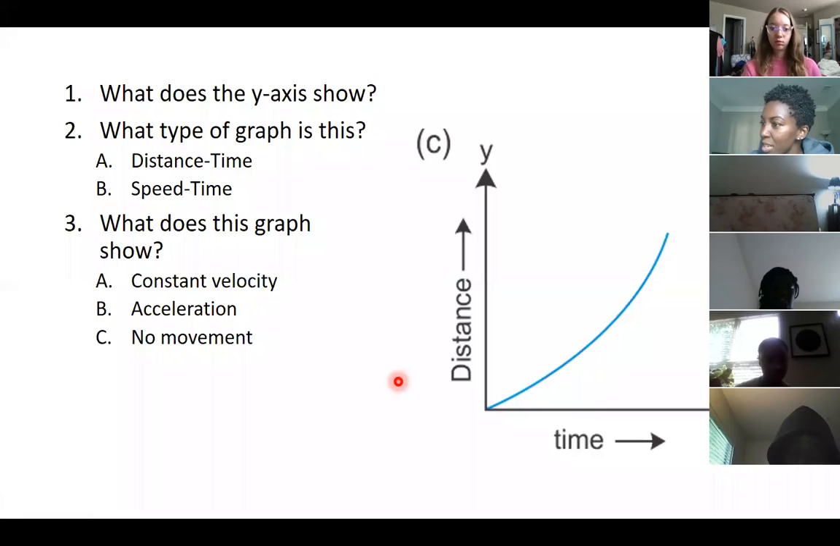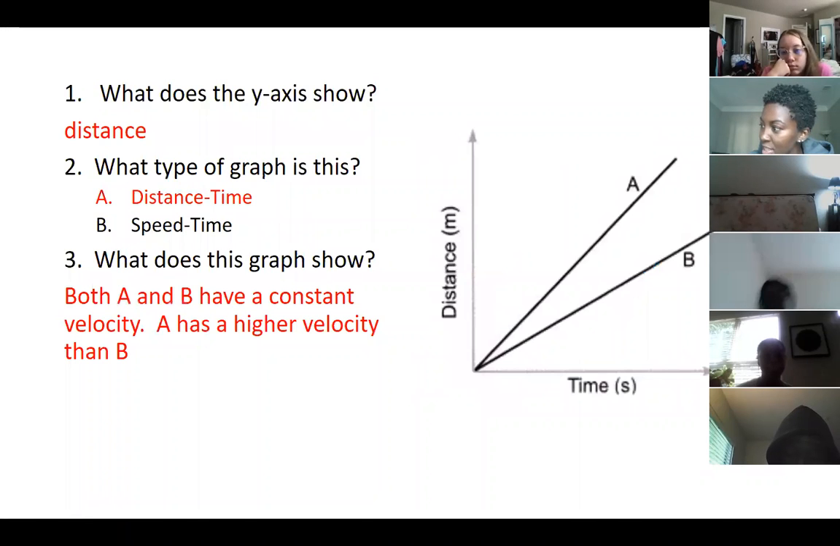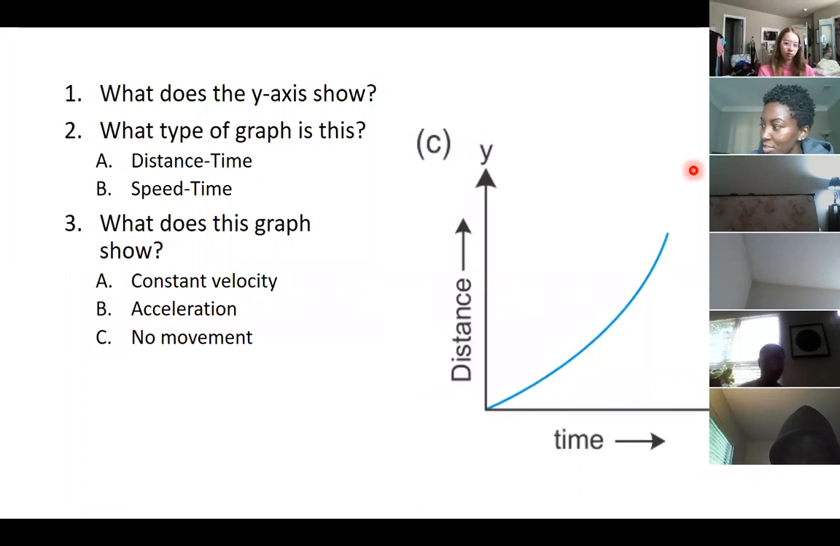Is it no movement, acceleration, or constant velocity? Acceleration. Yeah, I'm going to guess acceleration. It is acceleration. Very good. So if it's constant, remember that line will be very straight. Okay, so like this is constant. This line is straight. If you see that line and it's curved, it is showing acceleration. Very good.